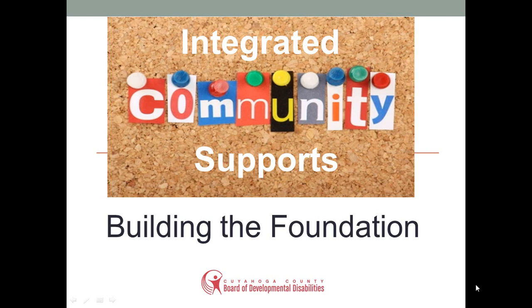Welcome to the first in a series of trainings designed to assist you, a staff person providing support to individuals with disabilities, to expand and deepen your understanding of ICS, Integrated Community Supports, what it is, why we are delivering services in this way, and to provide you with strategies for success in the implementation of community integration.